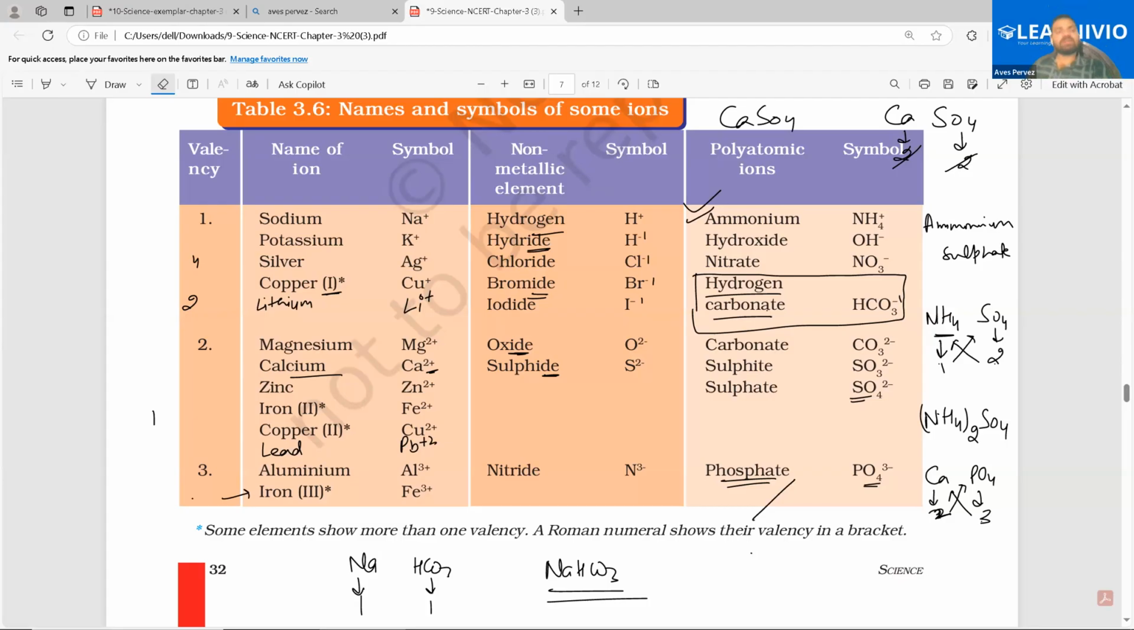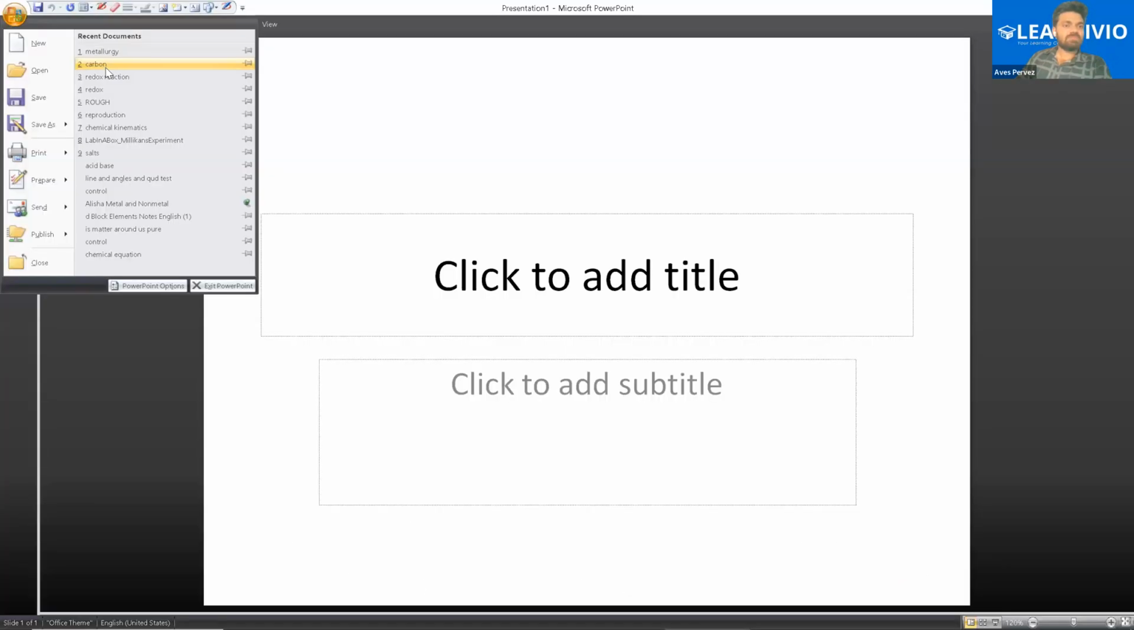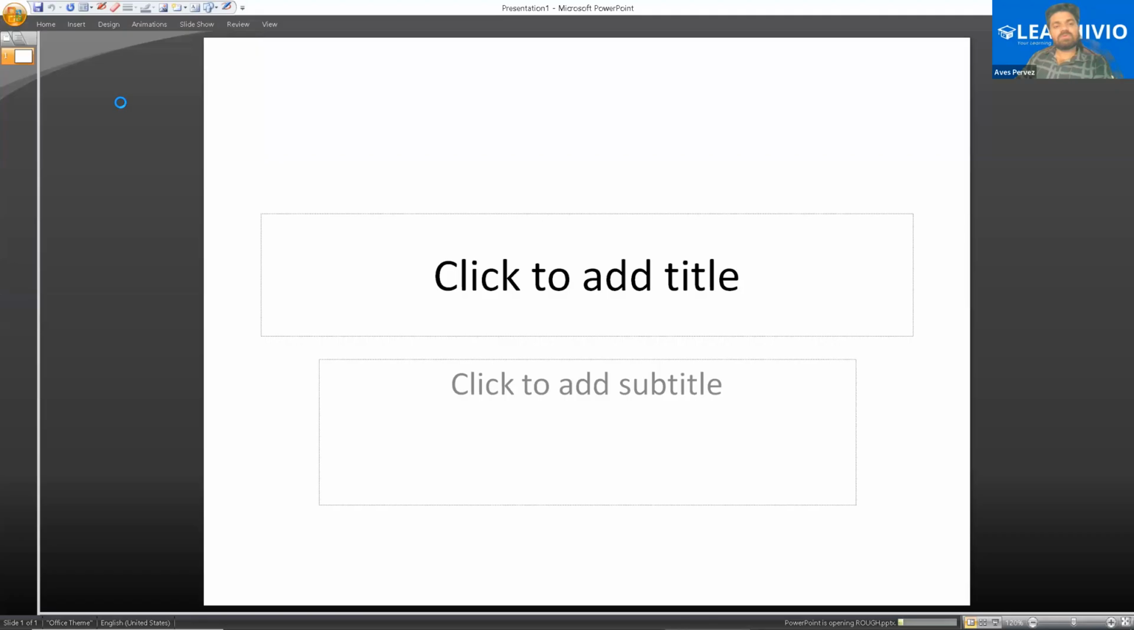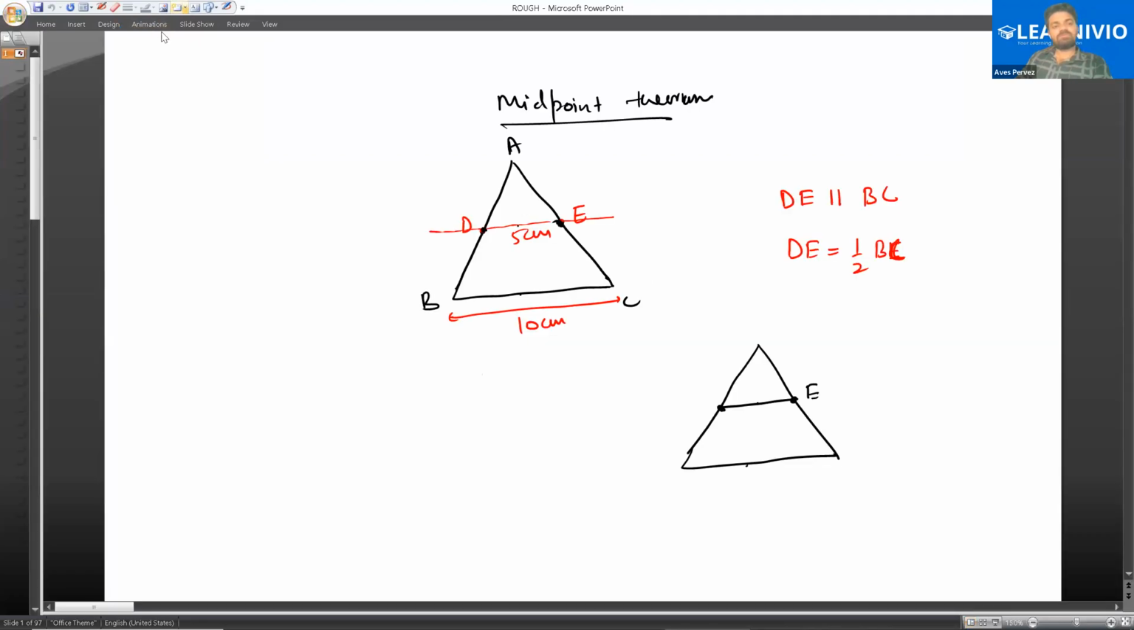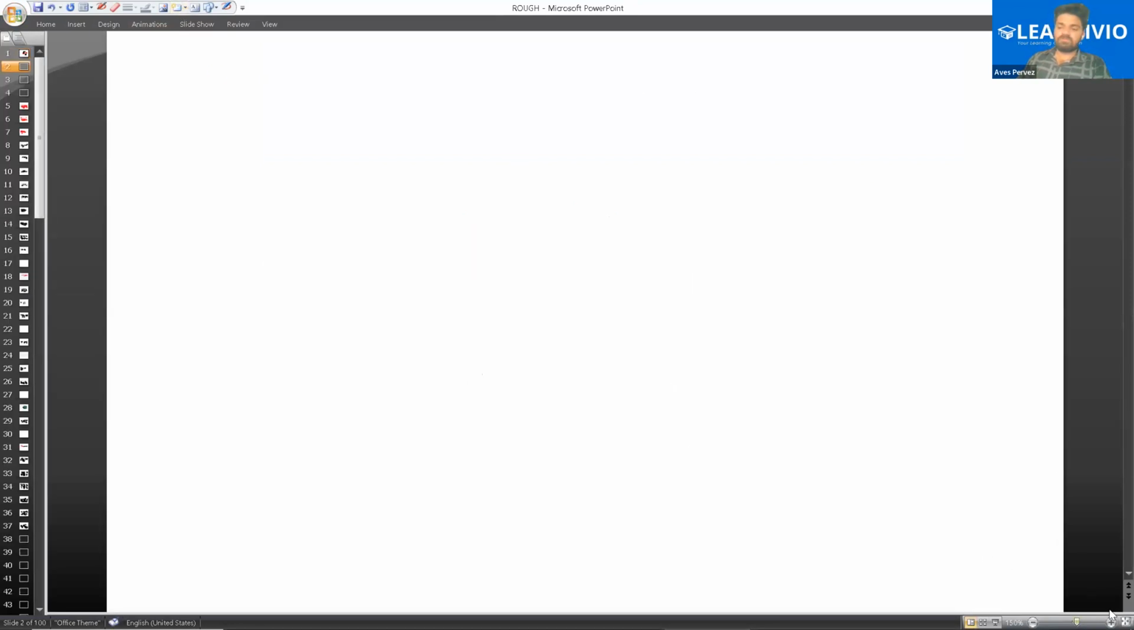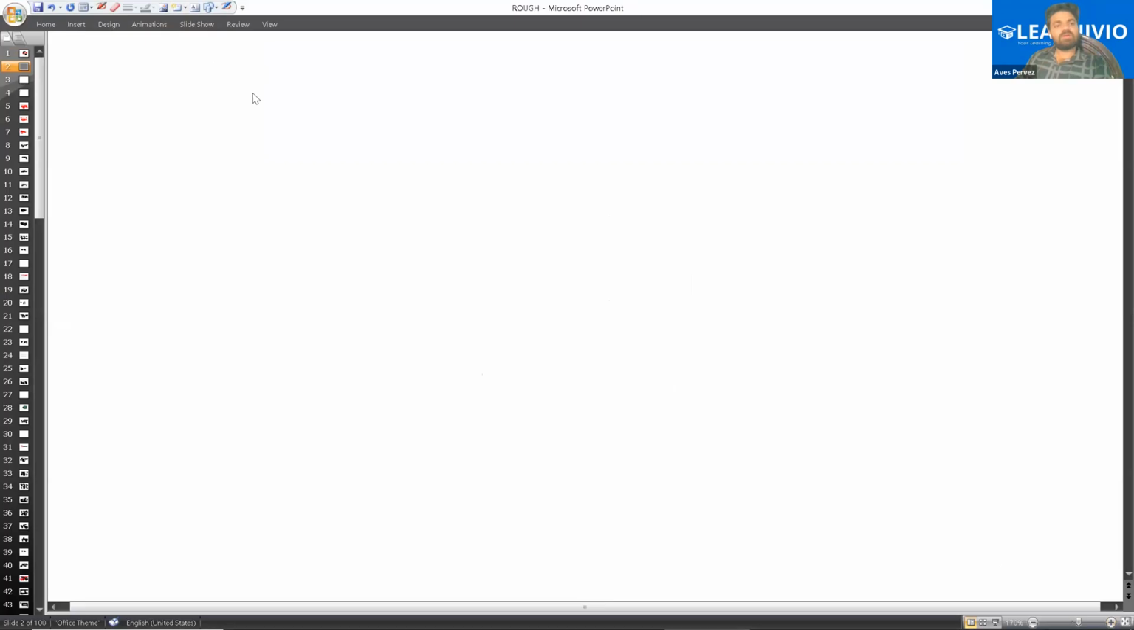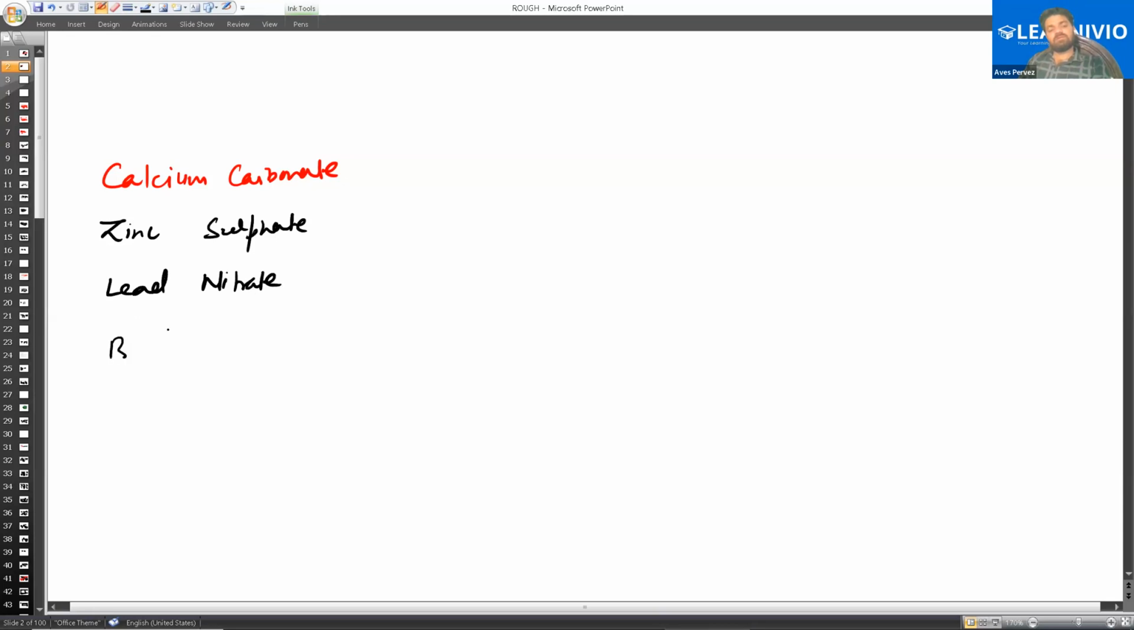So, okay, let's start writing. Try to write down the formulas of these compounds. Calcium carbonate, zinc sulfate, lead nitrate. We have not written barium there.